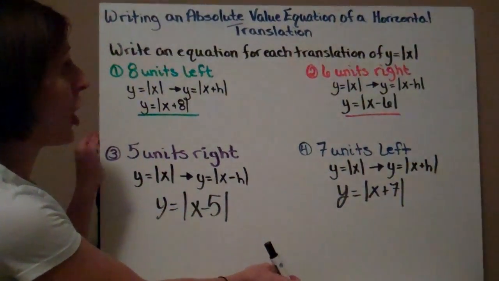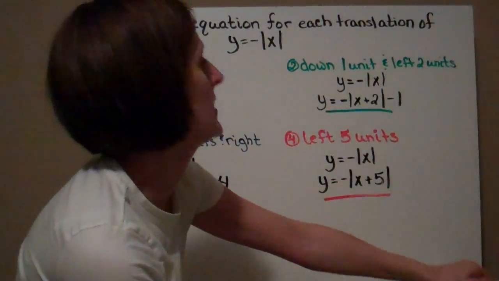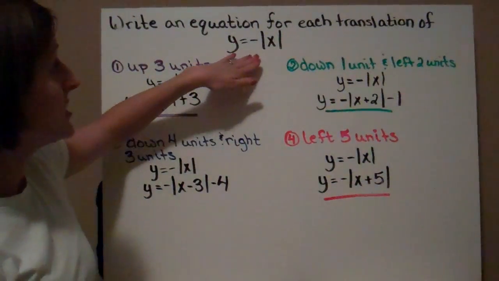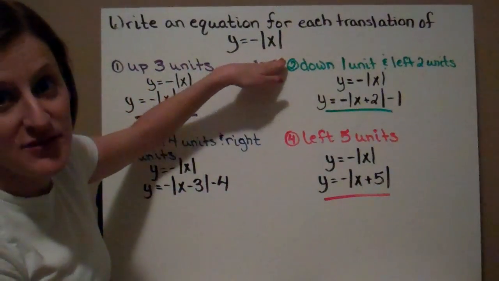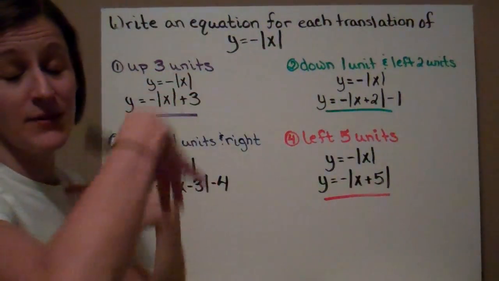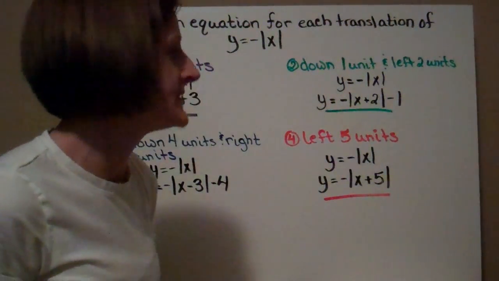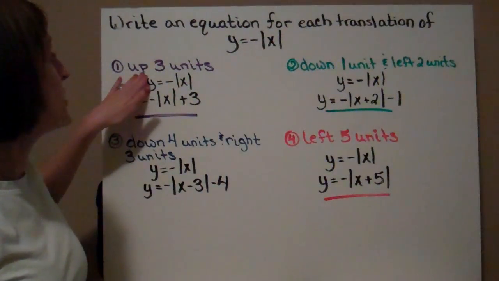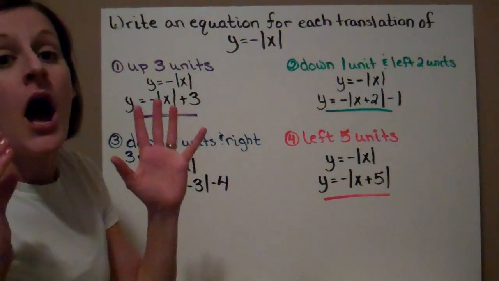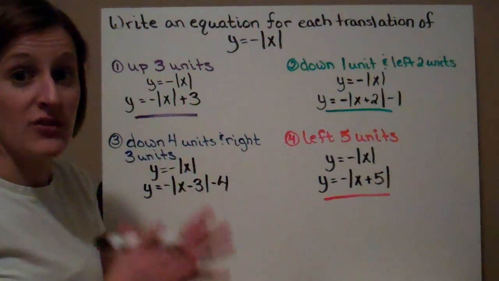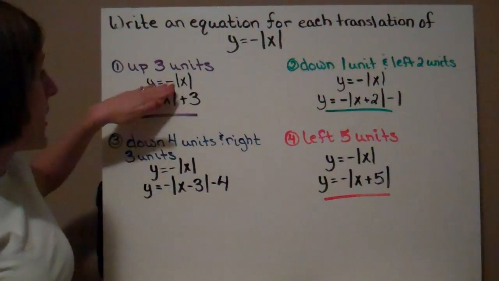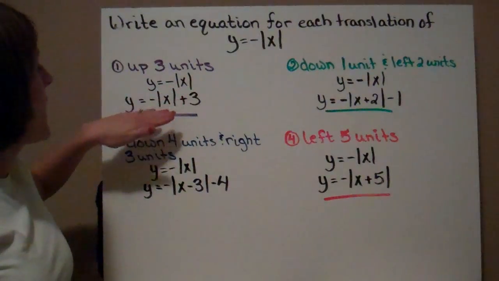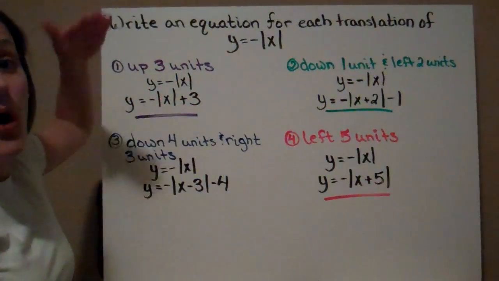Now let's put that all together and do some examples. But this time I'm going to do y equals the opposite of the absolute value of x. That actually flips the V shape upside down. So I need to go up 3 units. I use my same rules. That means on the outside of the absolute value sign, I'm going to add 3. So I take this original one, and then I add 3 to go up.